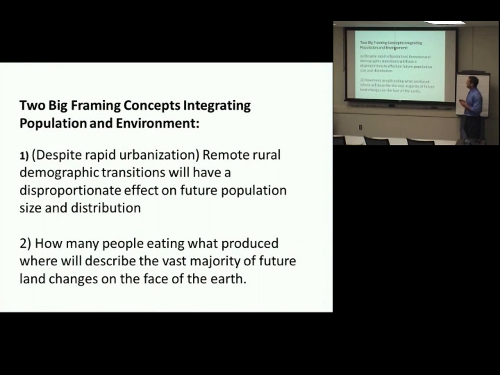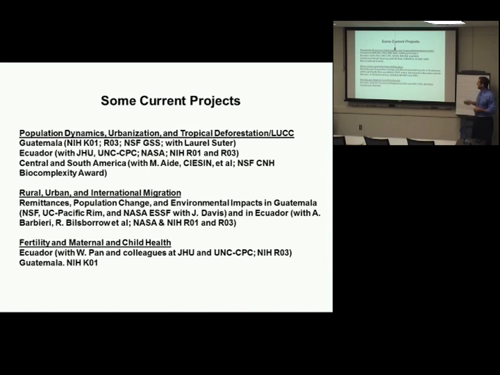A couple of framing concepts for population and environment. Despite rapid urbanization right now in the developing world, remote rural demographic transitions will have a disproportionate effect on future population size and distribution. And it's what we know least about. How does this link to land? In a sentence, or phrased as a question: how many people eating what, produced where, will describe the vast majority of future land changes on the face of the earth?